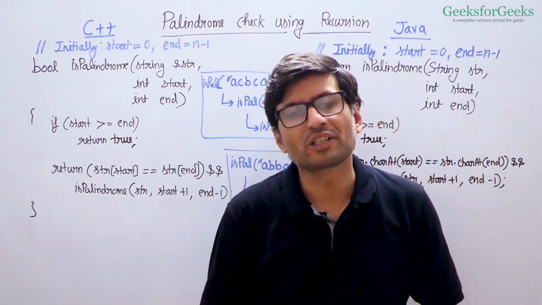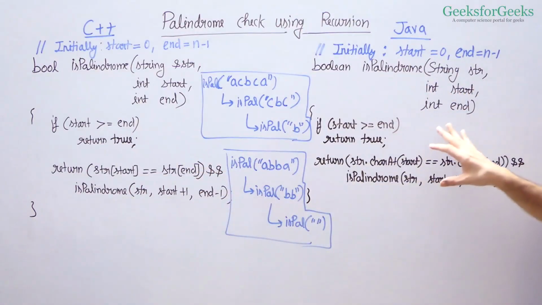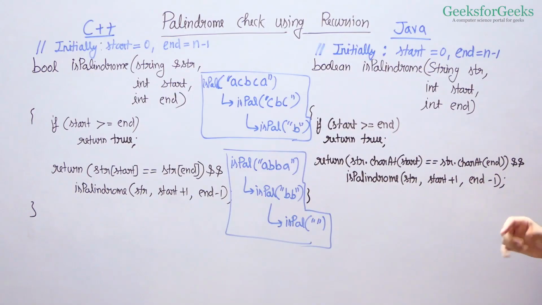Let us now take a look at the implementation. We have the C++ implementation here, and on this side we have the Java implementation. So what are we doing in this recursive implementation? We are checking the characters at start and end.